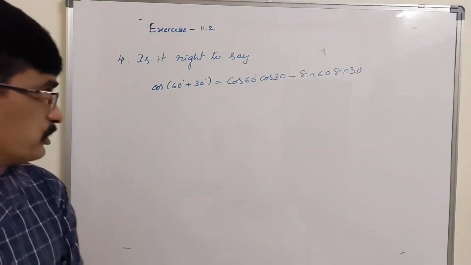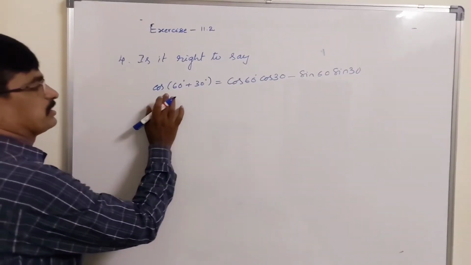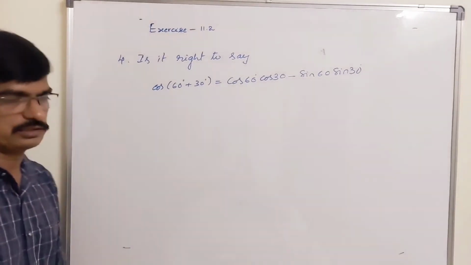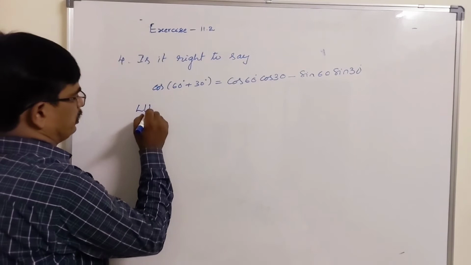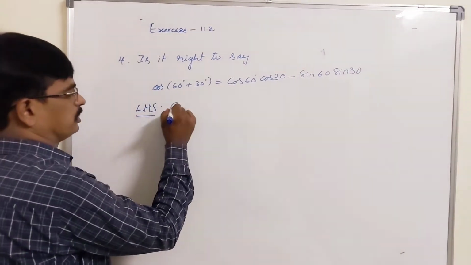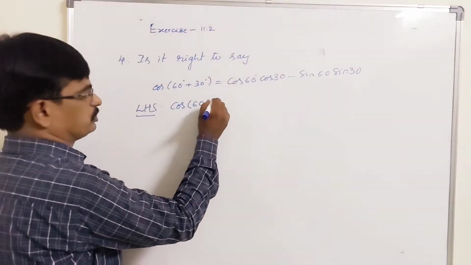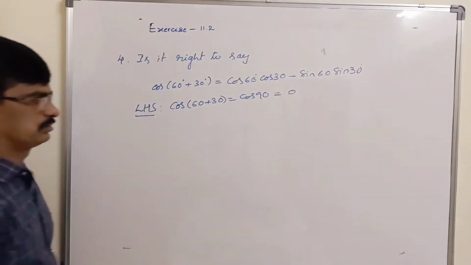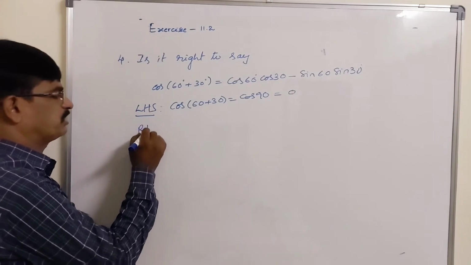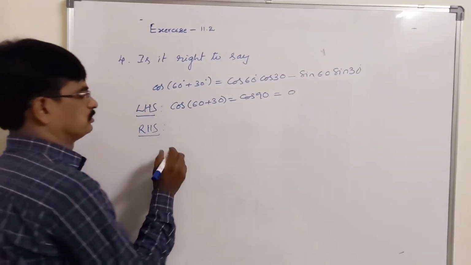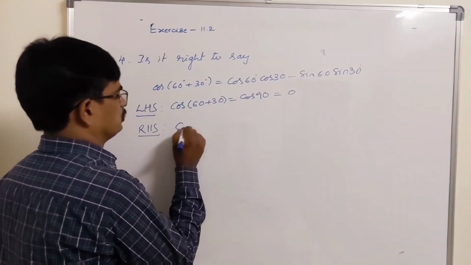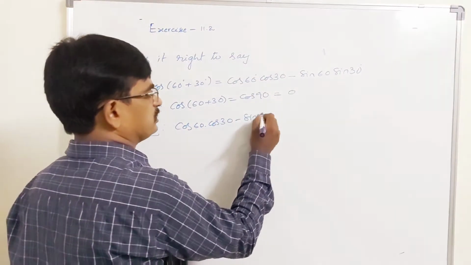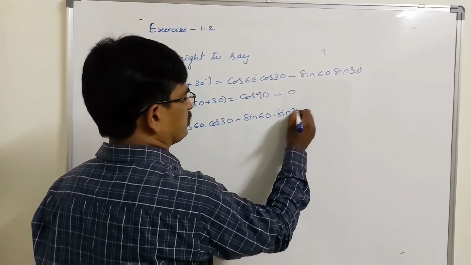Is it right to say that cos of 60 plus 30 is equal to cos 60 cos 30 minus sin 60 sin 30? So we have to verify it by finding the LHS value and RHS value. So what is the LHS? Cos of 60 plus 30 is equal to cos 90, which is equal to 0. Then find the value of the expression from the RHS part: cos 60 into cos 30 minus sin 60 into sin 30.